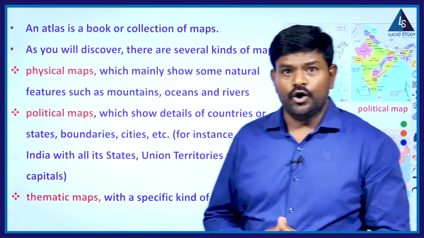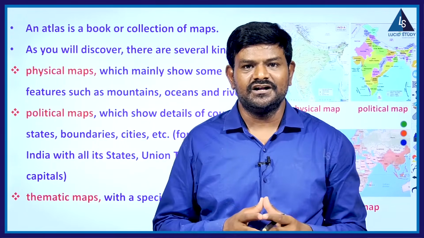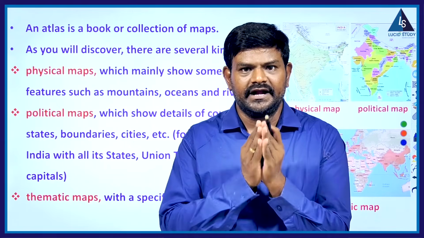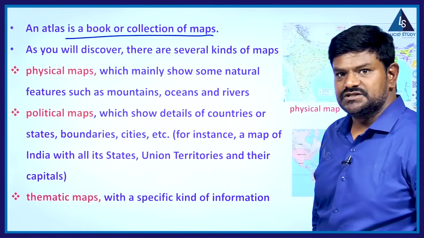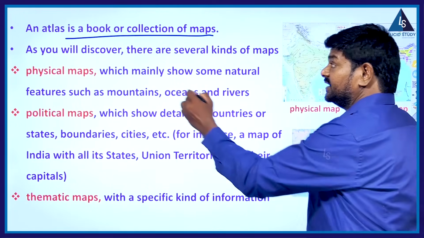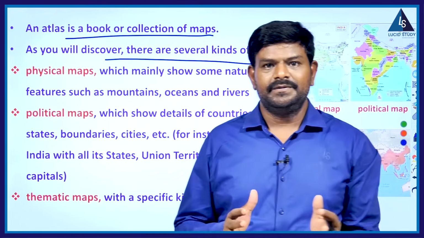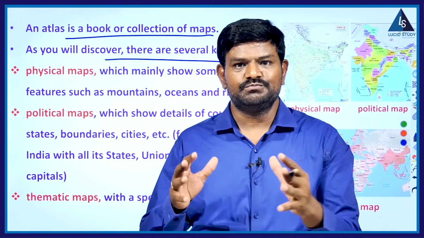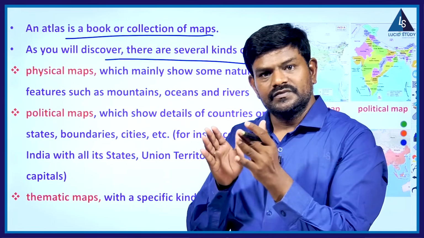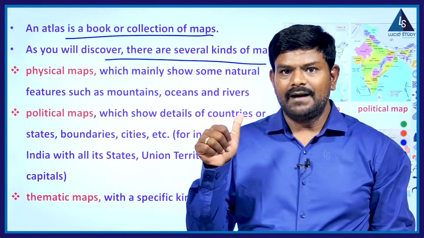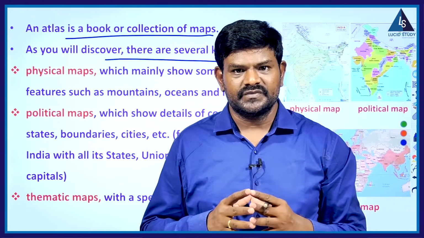Did you understand? I hope you all know what an atlas is. An atlas is a collection of maps. A book that is made completely of maps is called an atlas. As you will discover, there are several kinds of maps. From the beginning, I have been telling you about maps. Now I have told you that a book or a collection of maps is called an atlas. In these maps also, there are different kinds of maps, types.